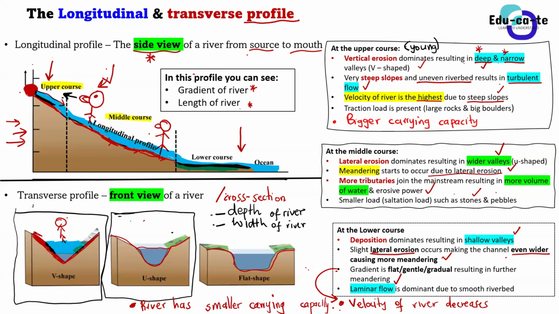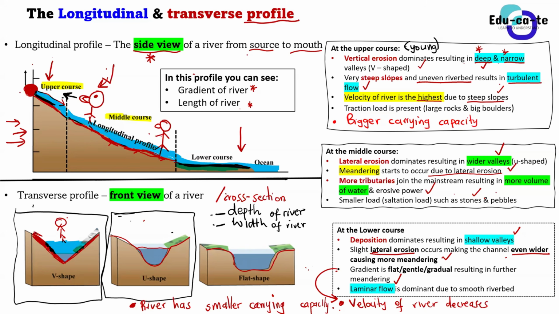The carrying capacity of a river decreases when the velocity of the river decreases as well. So when water is moving slowly, it has a lower carrying capacity, or a smaller carrying capacity. But when the velocity of the river is big, or when the river is moving fast, the river has a bigger carrying capacity.